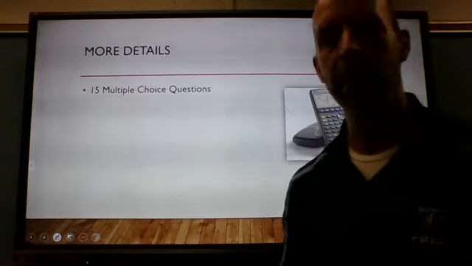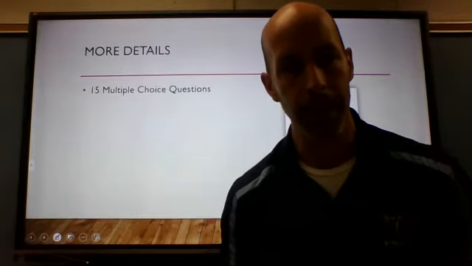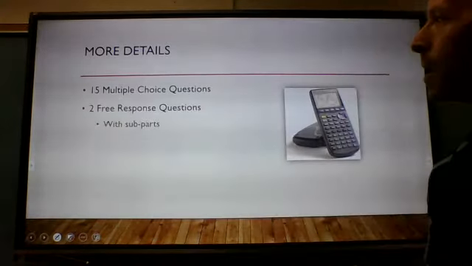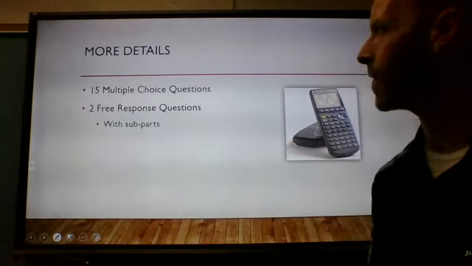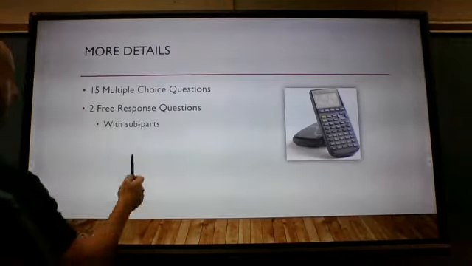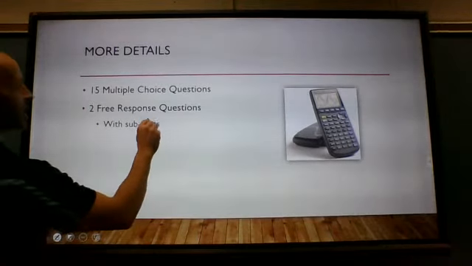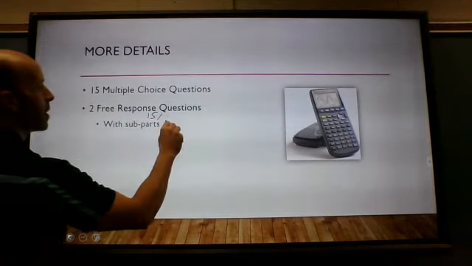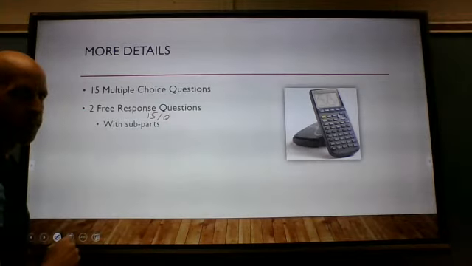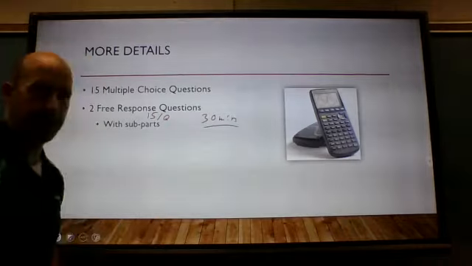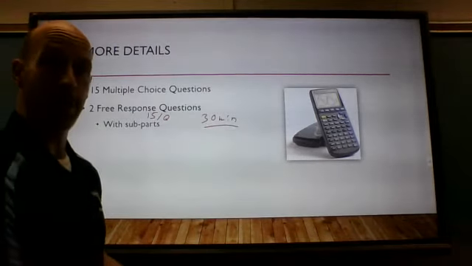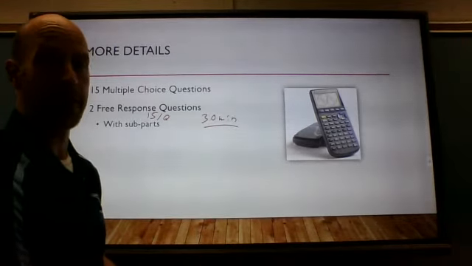All right, so some more details. There will be exactly 15 multiple choice questions. There will be 2 free response questions with subparts. Now, here's what I'm kind of thinking. If you spend, let's say, 15 minutes per free response question, then that means you're going to spend about 30 minutes here. Does that make sense? Because that's what we kind of budget when we do the AP exam.